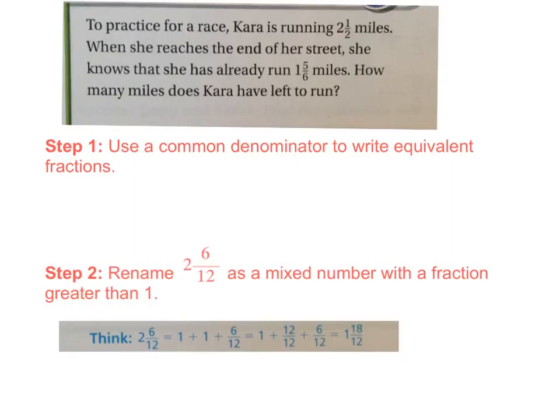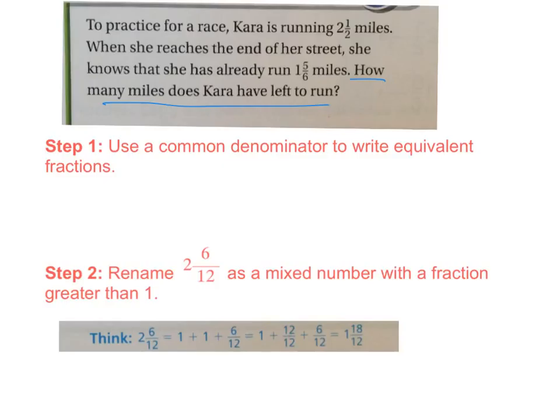Okay, so she's trying to run 2.5 miles altogether, and by the time she runs to the end of the street, she knows that's 1 5/6 miles. Is she done with her running for today? No, she still has more running to do. So the question is asking, how many more miles does Kara have left to run?